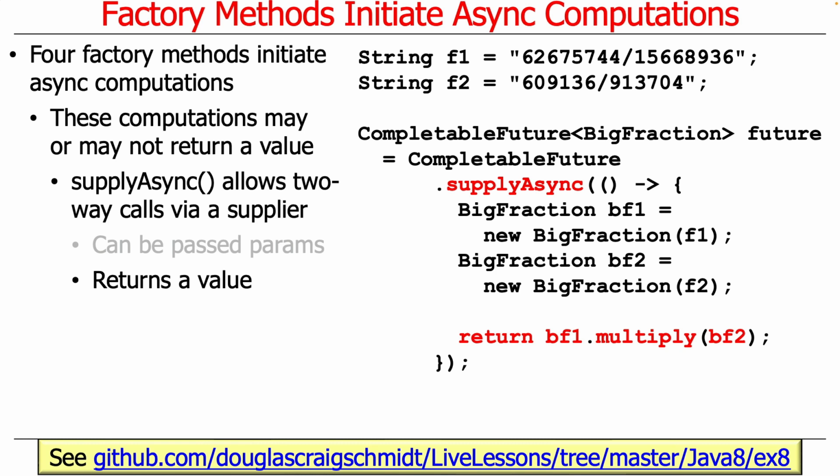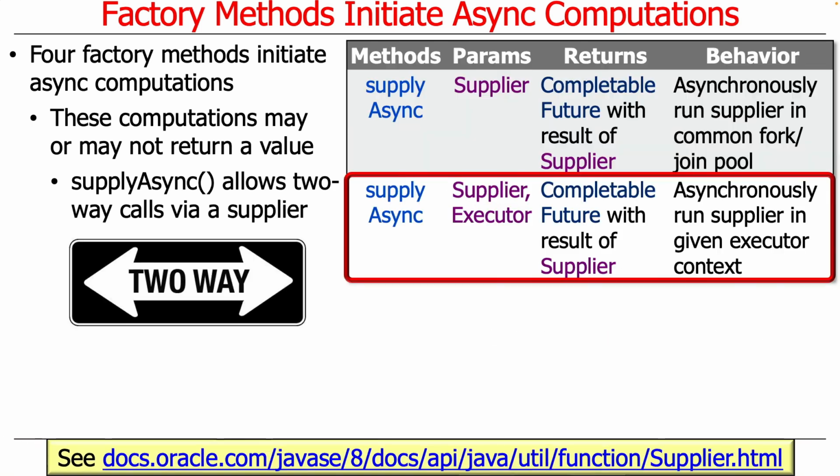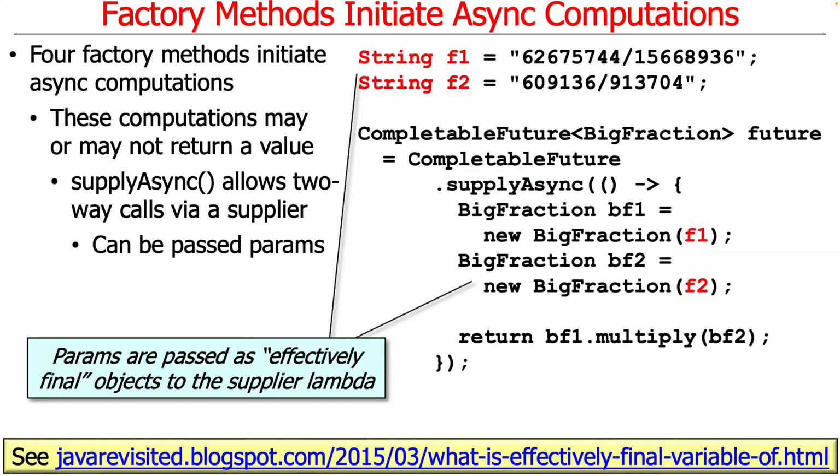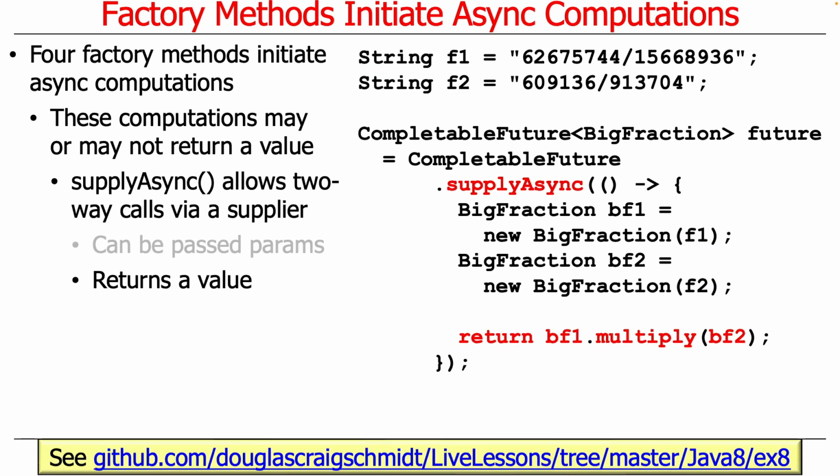And supplyAsync, as you can see, returns a value. So in this case, it's going to return a completable future to a big fraction that will be the result of multiplying the 2 big fractions together. The thing to keep in mind here is that this computation, this one that we're running here inside supplyAsync, runs in the background. So in this case, it would run in the common fork join pool.